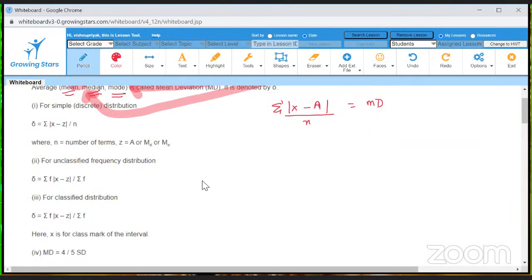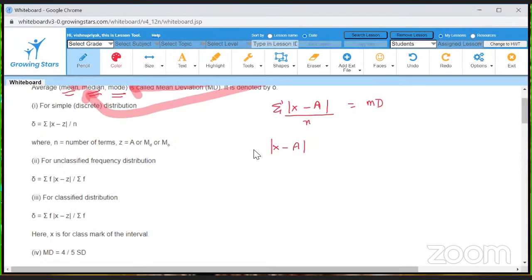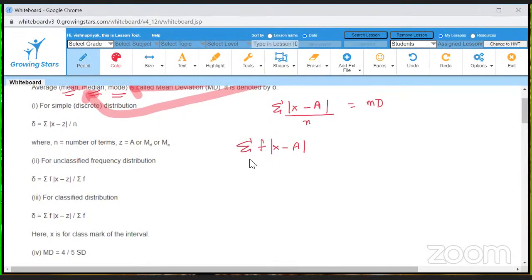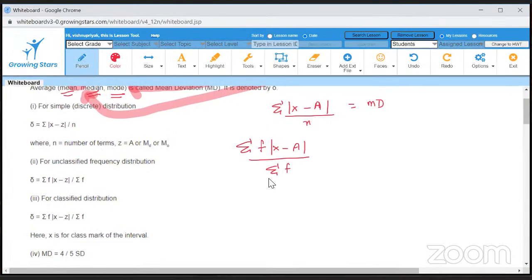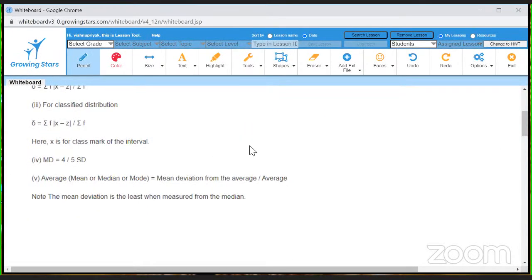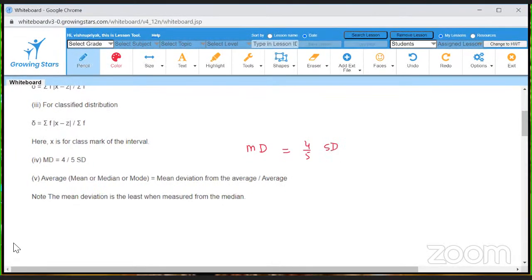Suppose in a table, you have frequencies also. You will take the distance between every x and arithmetic mean, whether it is positive or negative, you will take the mod. You will multiply with the frequency, add up all, and divide by sum of frequencies. That will be the mean deviation when frequency is given to you. Remember, mean deviation will be 4/5 of the standard deviation.